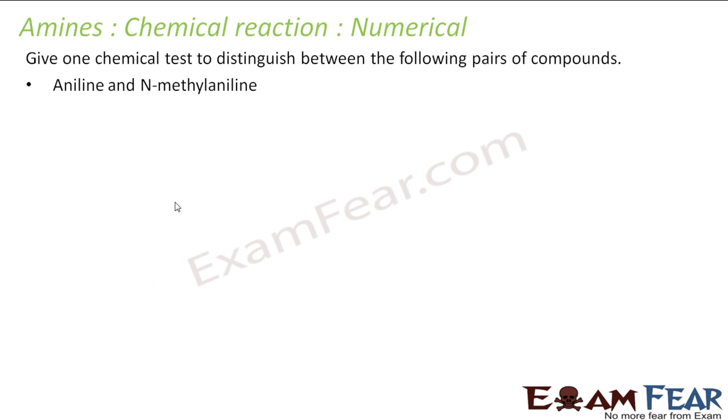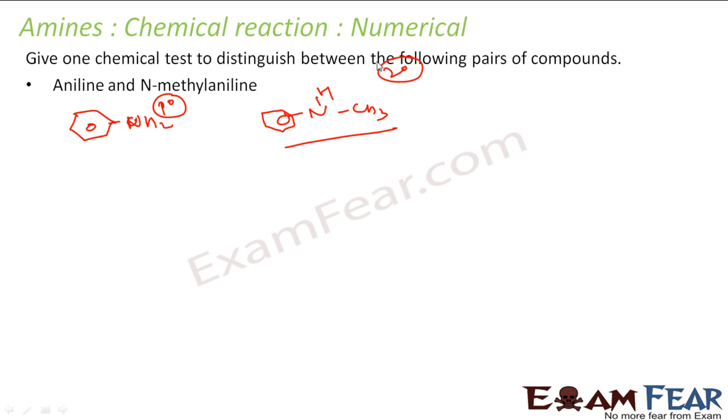The next is to differentiate between aniline and N-methyl aniline. This is my aniline. N-methyl aniline, there is a CH3 here. Yes, this is my N-methyl aniline. So we see, this is my 1 degree and this is my 2 degree. So 1 degree and 2 degree I can easily differentiate using the carbylamine test. If it is 1 degree, when you react with CHCl3 and KOH, you get a foul smell.